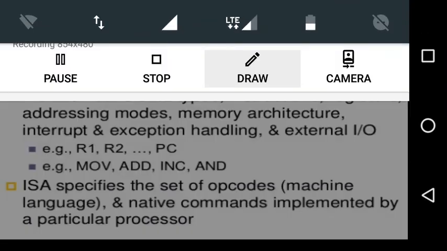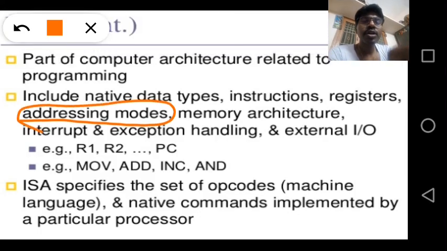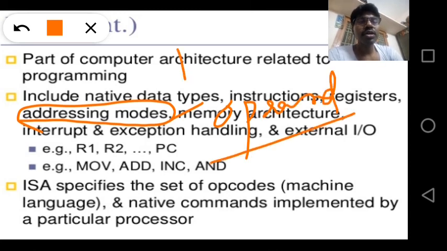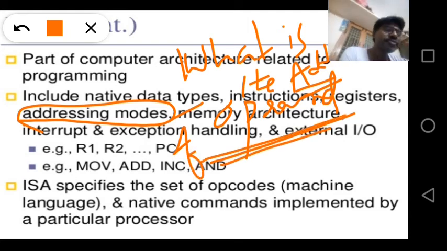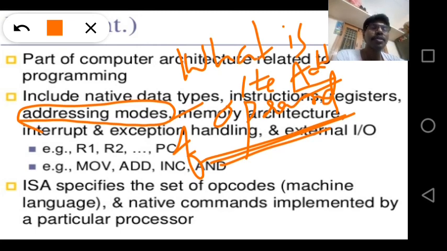Next, we have addressing mode. Addressing mode means where the operand is present. In a simple way, what is the address of the operand? You can easily understand: sometimes the operand might be present within the instruction itself. This is called immediate mode.